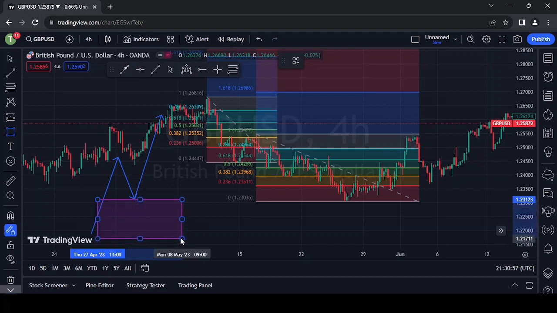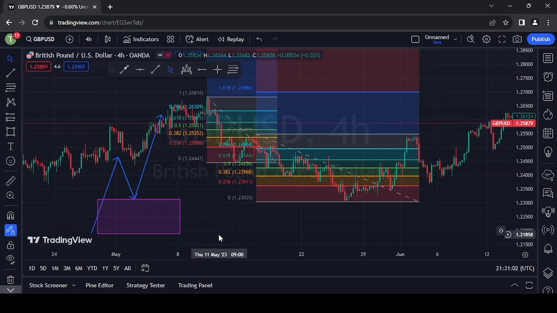Okay, let's say we have a demand zone here. Price came back to the demand zone, got rejected and bounced off. The same way, price dropped, made an impulsive move, made a correction move and dropped to this point, made another correction, dropped again. So that's that about expansion or extension.